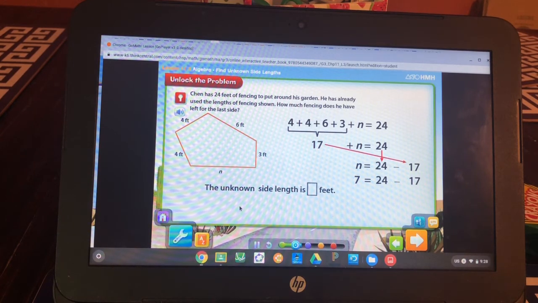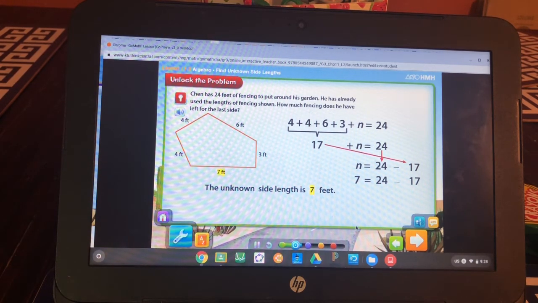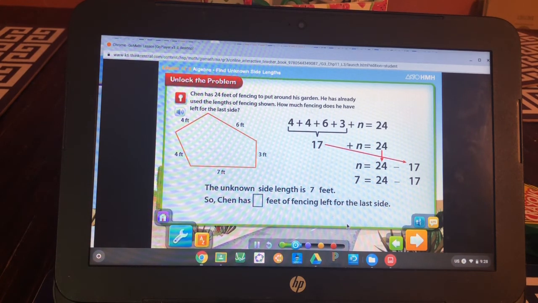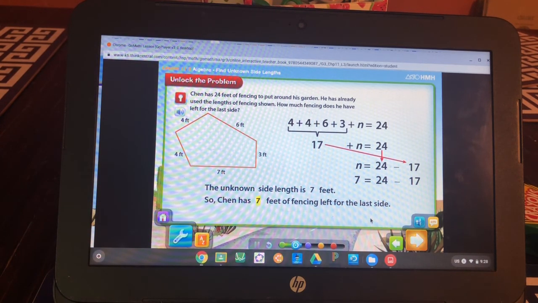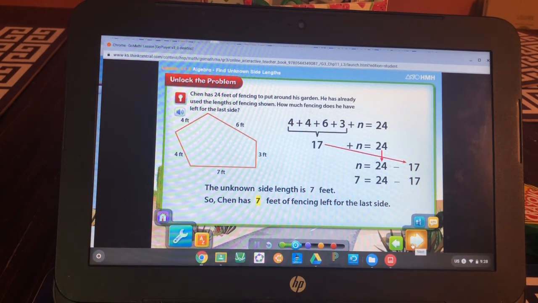What's the unknown side length? The unknown side length is 7 feet. How much fencing does Chen have left for the last side? It says he has already used the lengths of the fencing shown. So he's already done all of these. So how many feet of fencing does he have left? He has these 7 feet left. Chen has 7 feet of fencing left for the last side. And we're going to stop there for now.